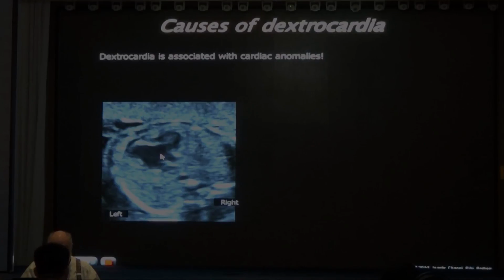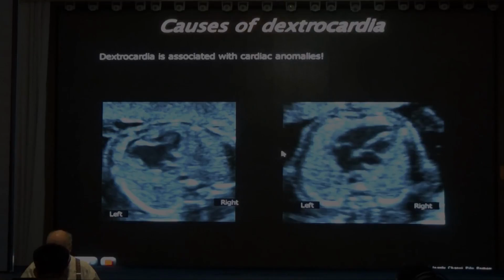Anything abnormal? I told you to look at everything on the film. How about the descending aorta? Is it a normal descending aorta? No, it's in the middle. It should be on the left side, it's in the middle. Okay? How about this baby?